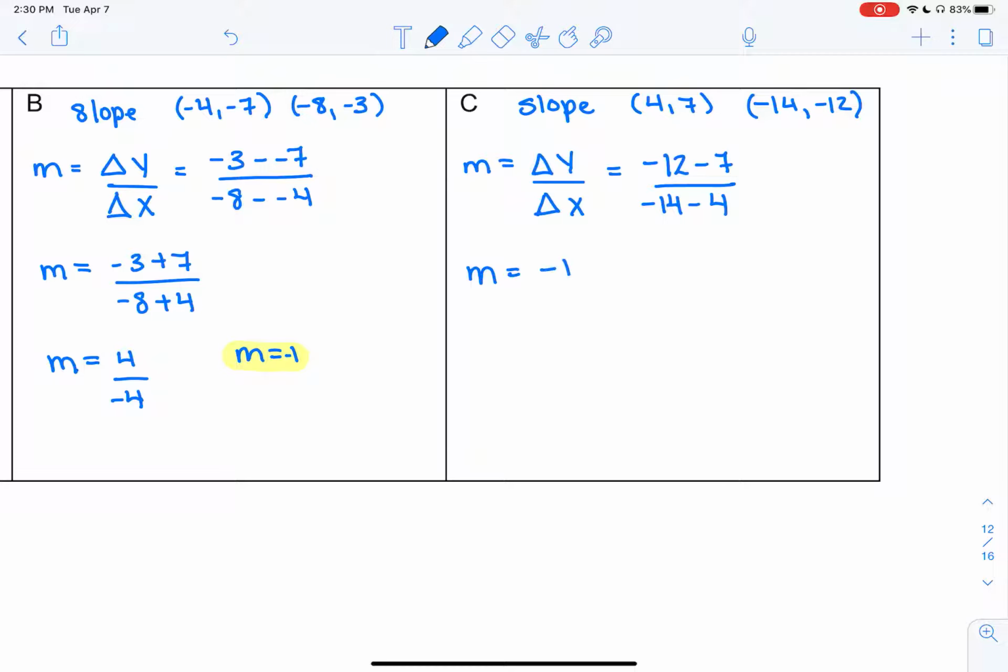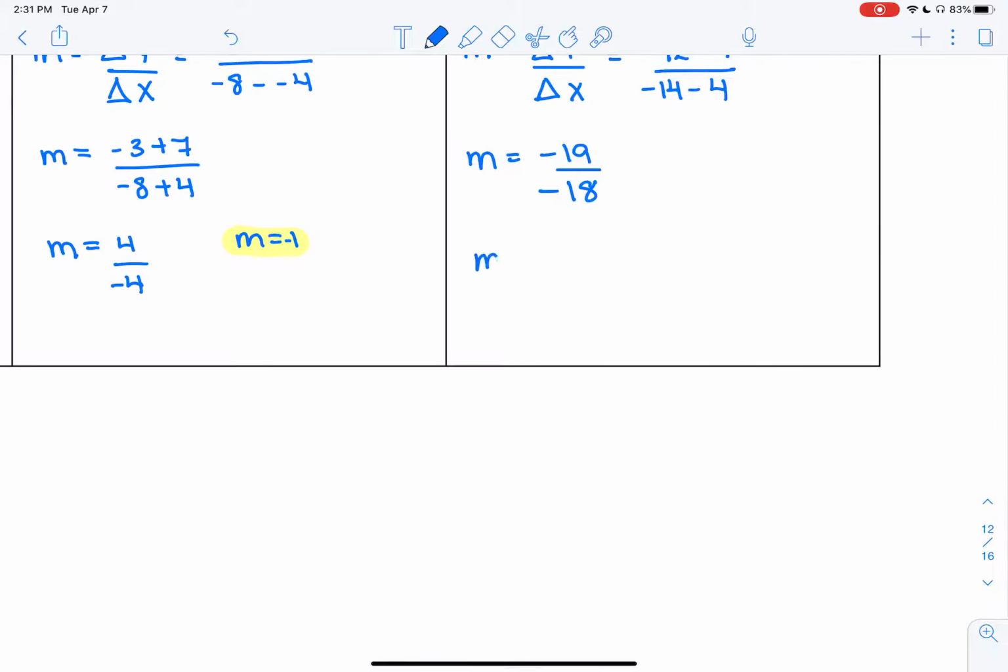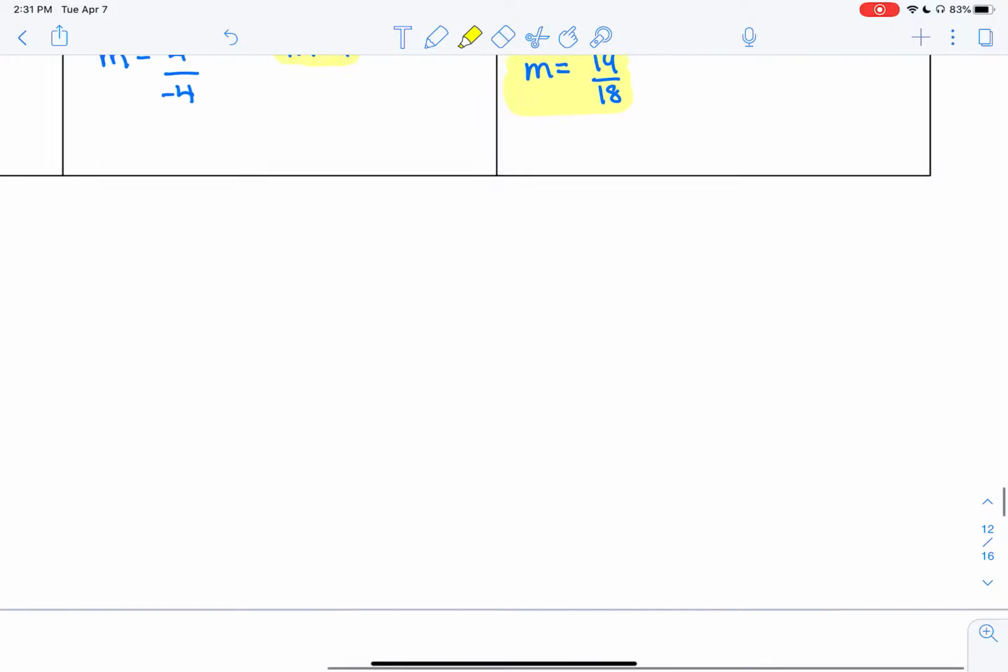My numerator should be -19. My denominator is -18. The negatives are going to cancel, but I can't really do any other reducing, so I get 19 over 18 for my slope. Now this homework is from your textbook, so let's scoot on over to question 10 and do that one together.